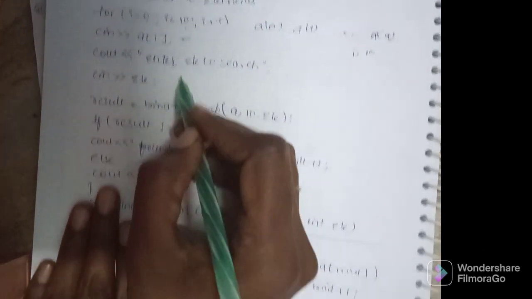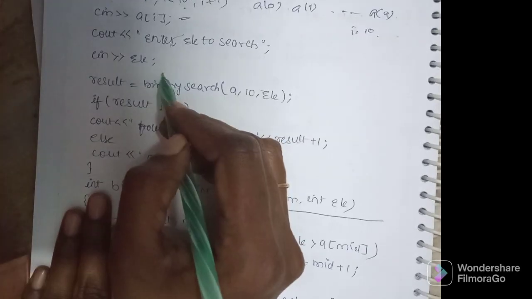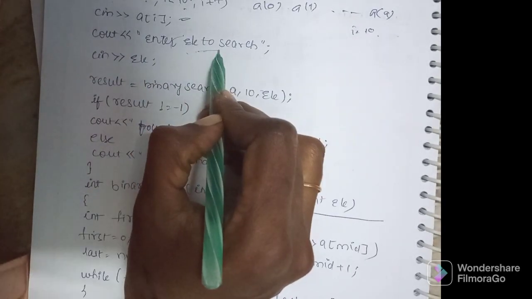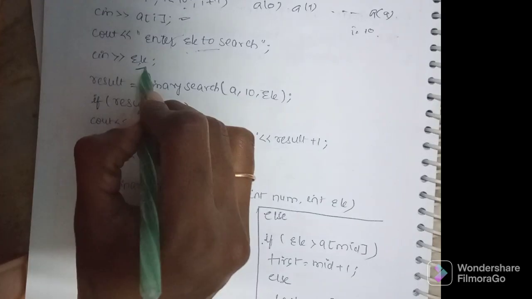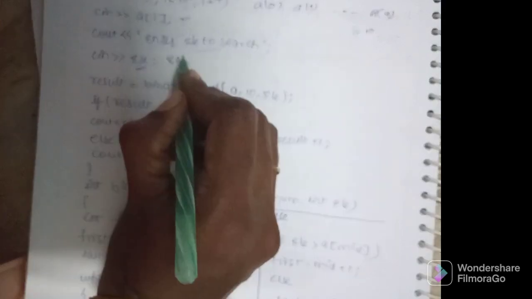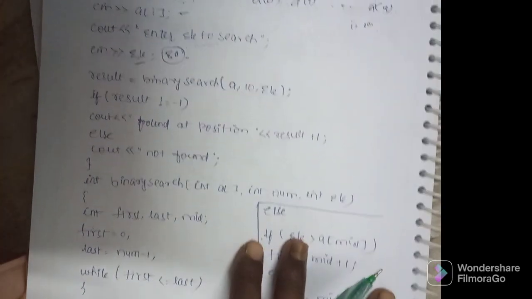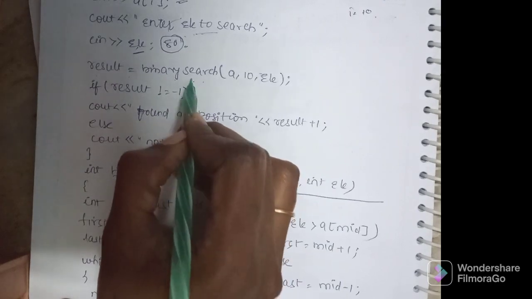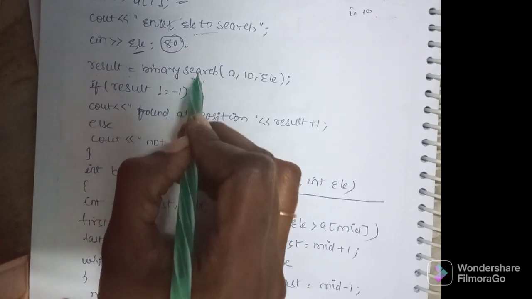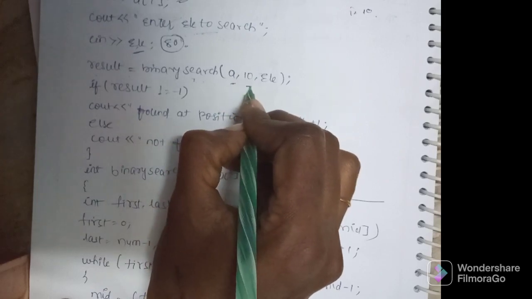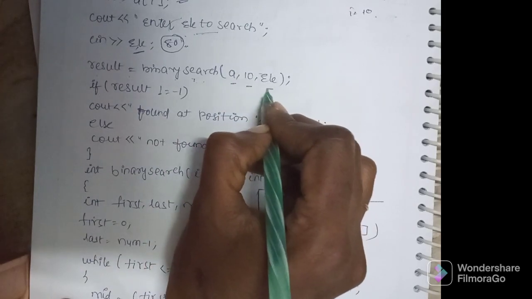Again, next we are accepting, cout, enter element to search. What you are searching, you are requiring an element. Now I am entering the element as 80. Now your ele contains 80. Now result is equals to binarySearch. Now you are calling a function binarySearch.